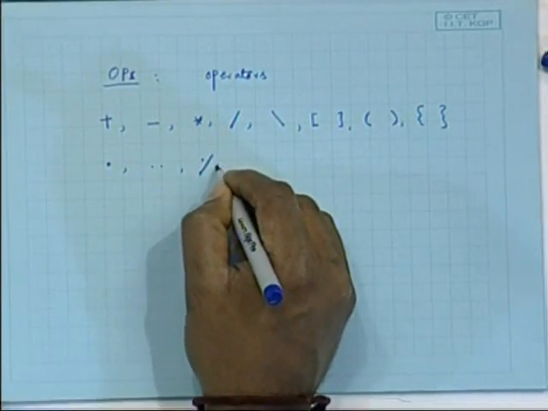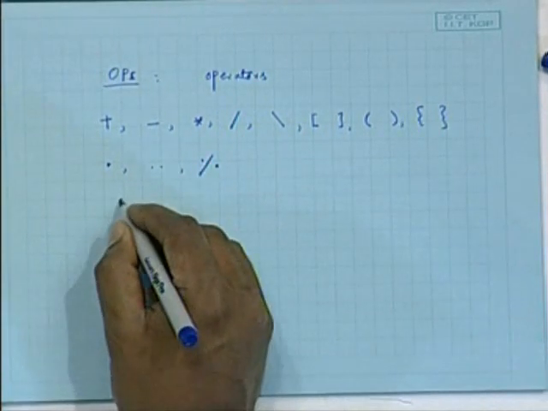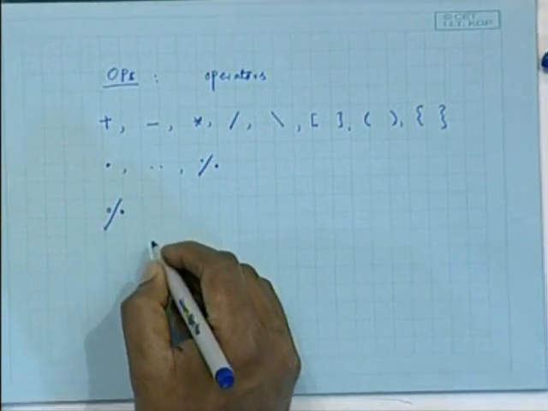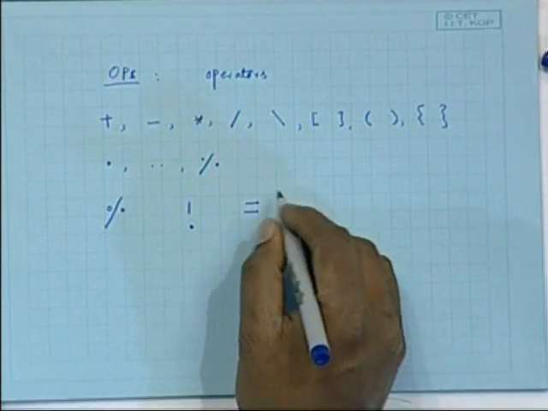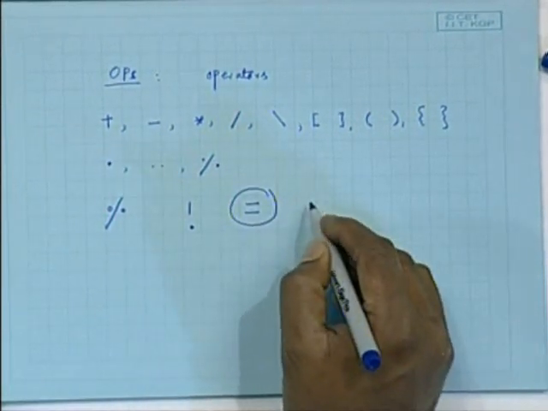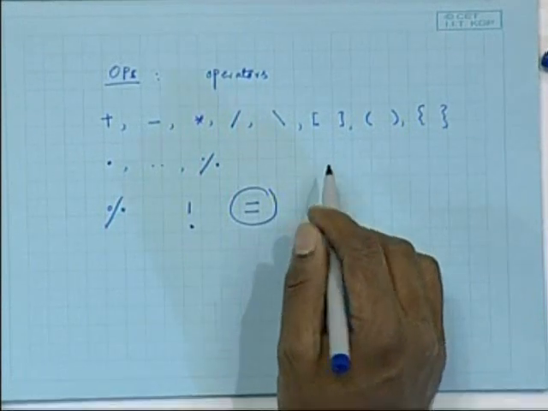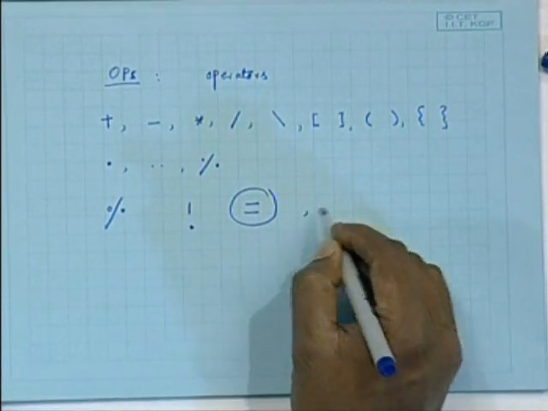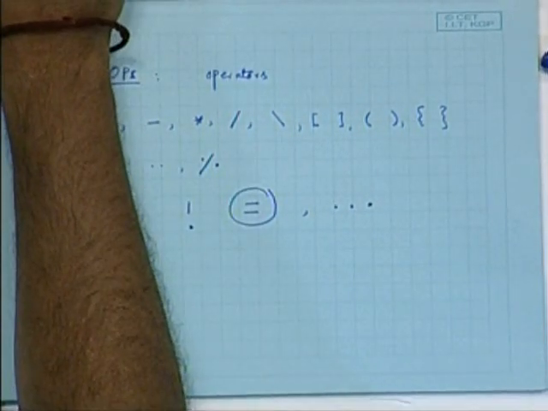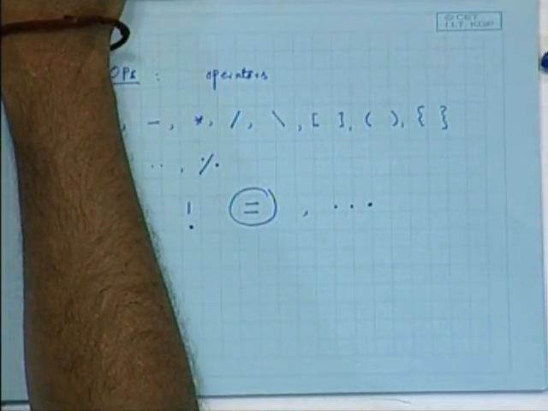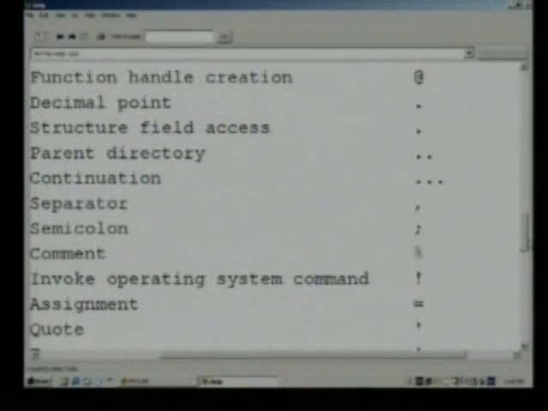Today we shall discuss some other operators such as percentage, exclamation, assignment. We have discussed all about assignment earlier. Then continuation, 3 dots for continuation. Then please look at the computer screen now. In the computer screen we can see the several operators which you have already opened by using doc OPS.